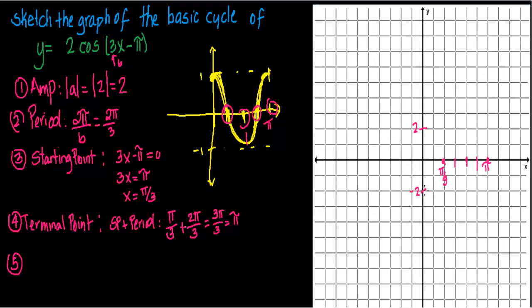I'm going to draw some guidelines here because that'll help me sketch it, just so that I don't miss the maximum and the minimum points. Okay, so remember, cosine starts at the maximum value. Remember? Okay. And then it comes down.